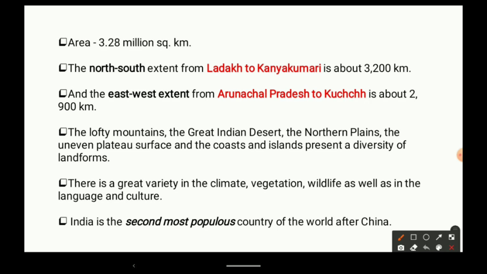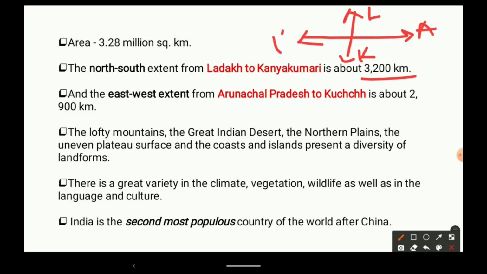What is our area? Our territorial extent is 3.28 million square kilometers, and our north-south extent, from Ladakh to Kanyakumari, is about 3,200 kilometers, and the east-west extent, from Arunachal Pradesh to Kutch in Gujarat, is about 2,900 kilometers.